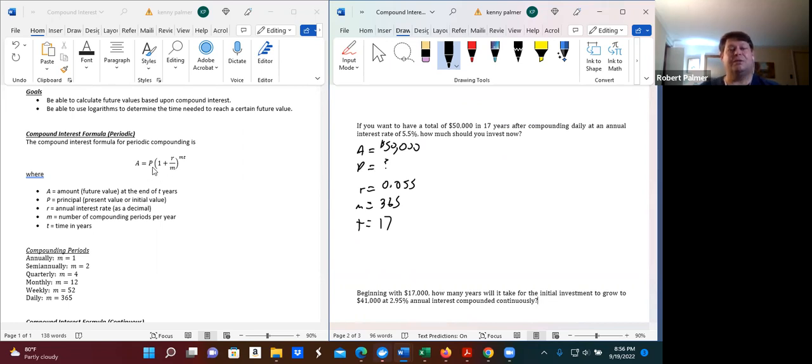There are a couple of ways you can do this, but probably the easiest is to take a look at this as a formula. We want to get P by itself. Remember, this whole parenthesis with the exponent will be just a number, so we can divide both sides by that to get P by itself. Then P is equal to A divided by 1 plus R over M, to the MT. That gives us a formula for finding our principal value, our present value, our initial investment.